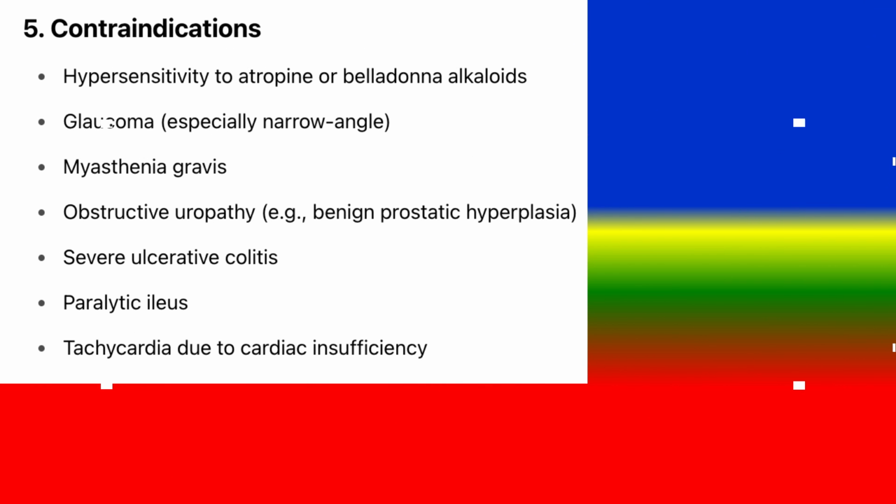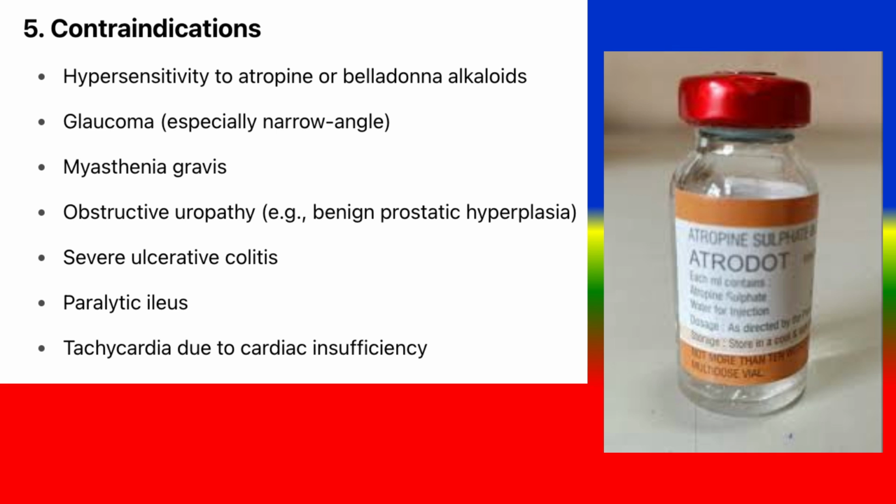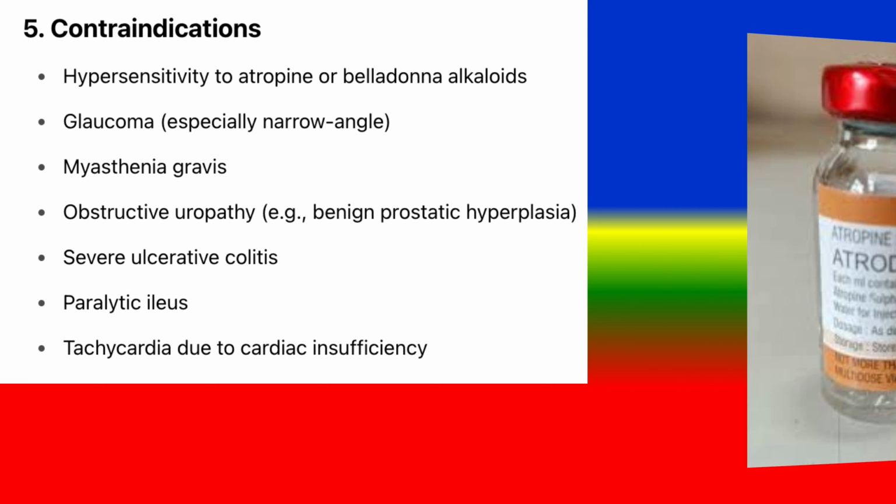5. Contraindications: hypersensitivity to atropine or belladonna alkaloids, glaucoma, especially narrow angle, myasthenia gravis, obstructive uropathy, e.g. benign prostatic hyperplasia, severe ulcerative colitis, paralytic ileus, tachycardia due to cardiac insufficiency.